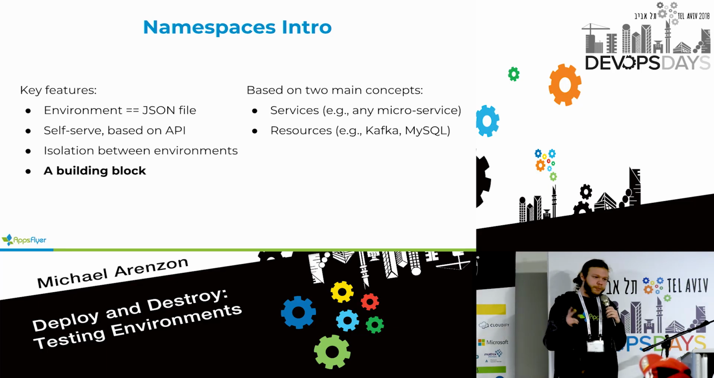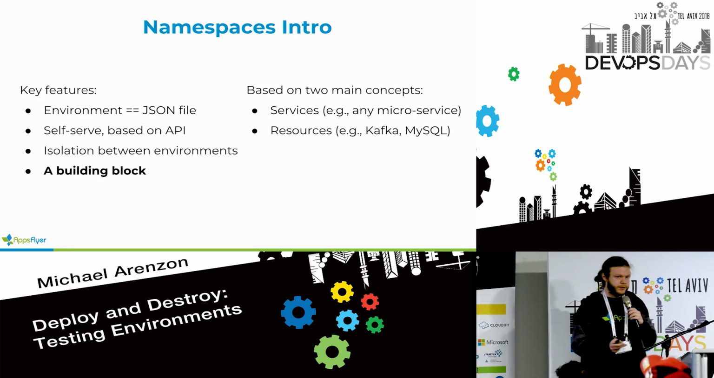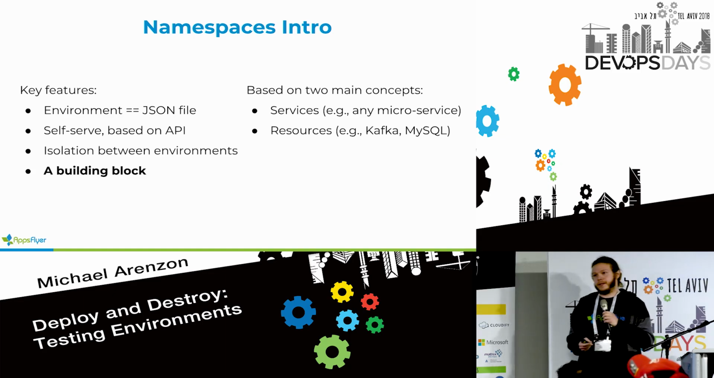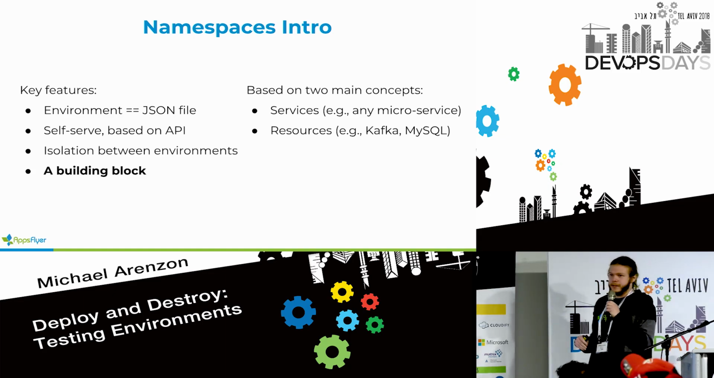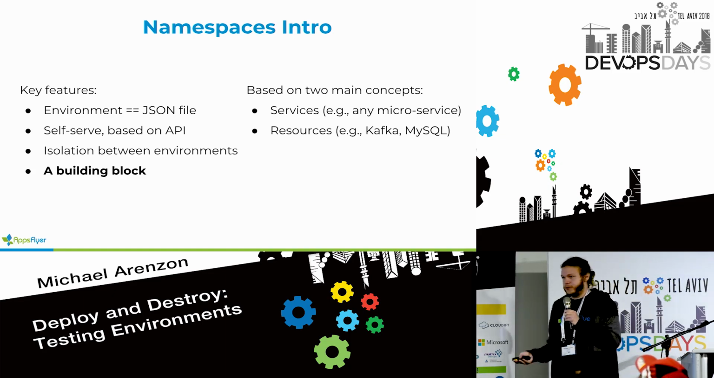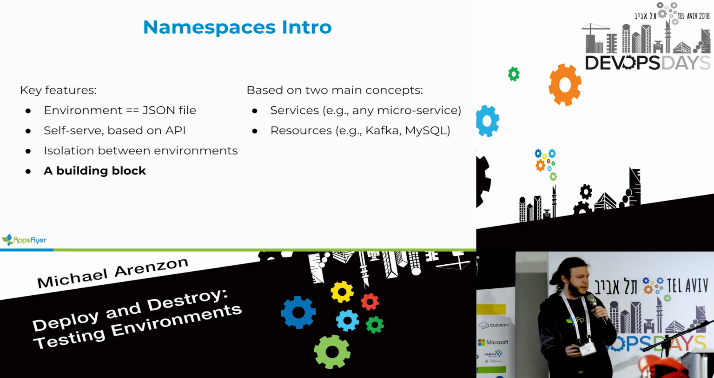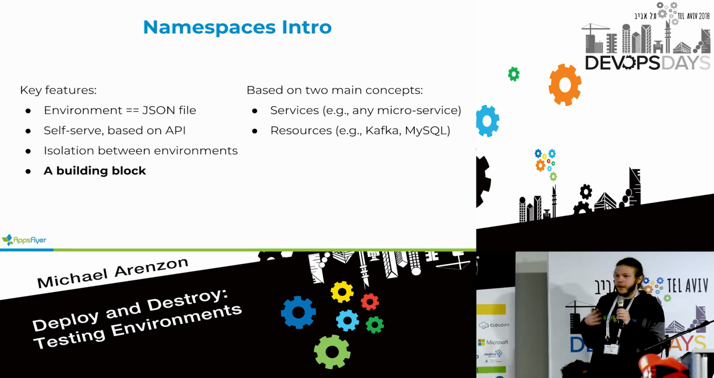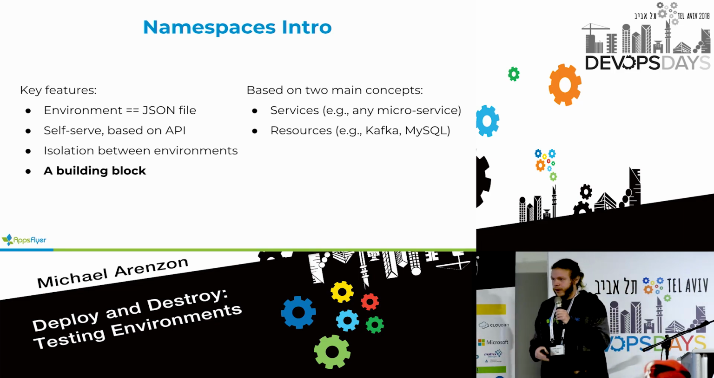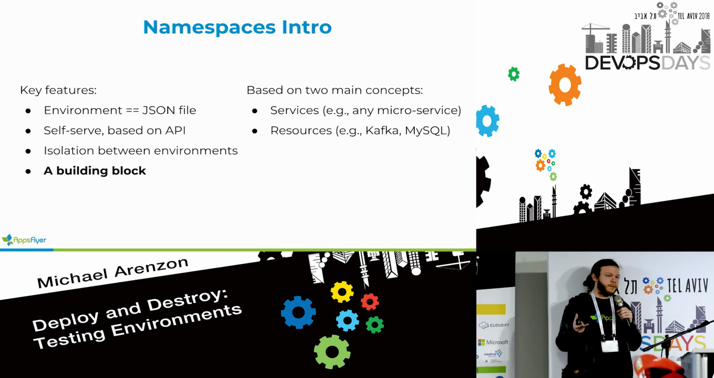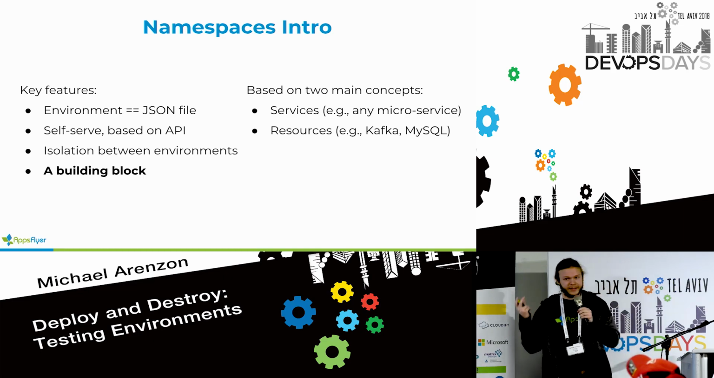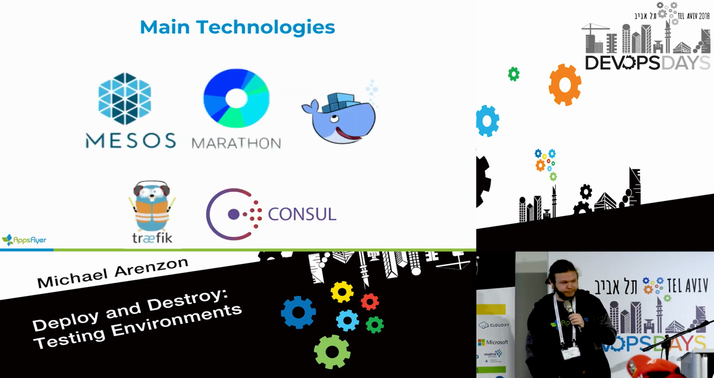It's based on two main concepts, services and resources. Every environment has a set of dependencies. By dependencies, I mean we have our own code, which is usually our services, and we have our backends, which can be MySQL, Kafka, any database, any queue, anything that you need to be part of your environment. So we separate those both as part of the declaration of the environment.